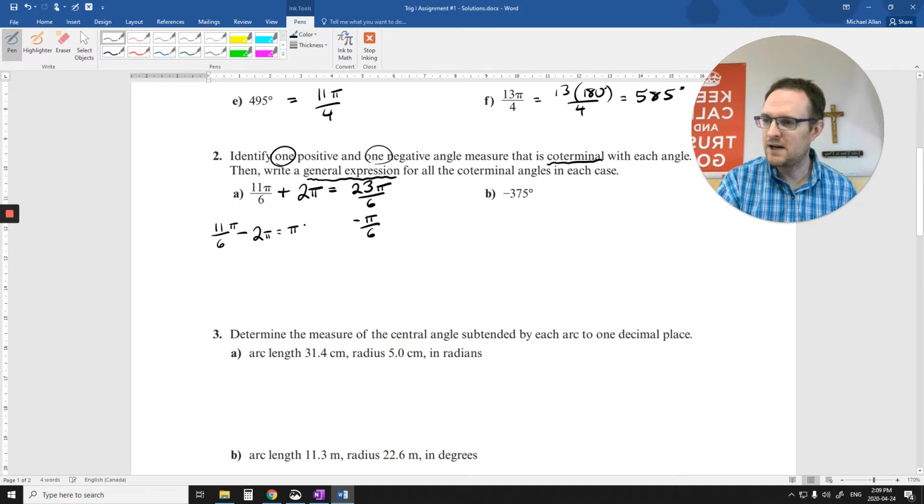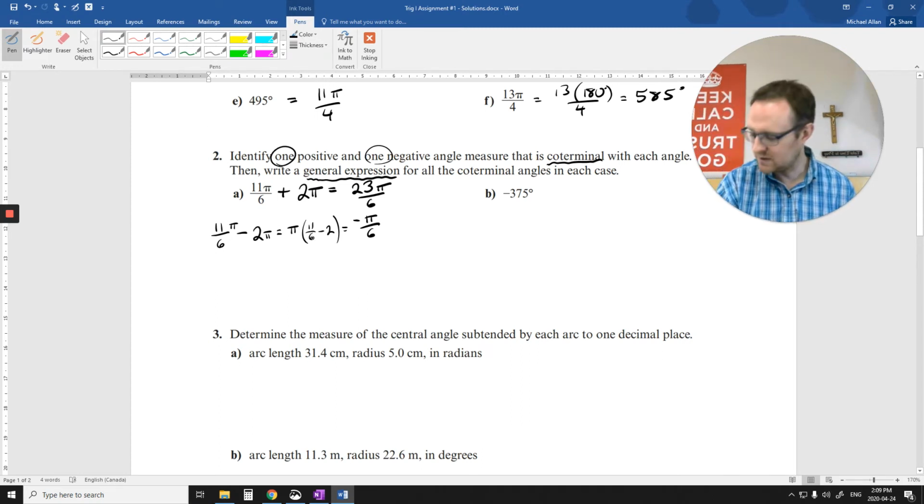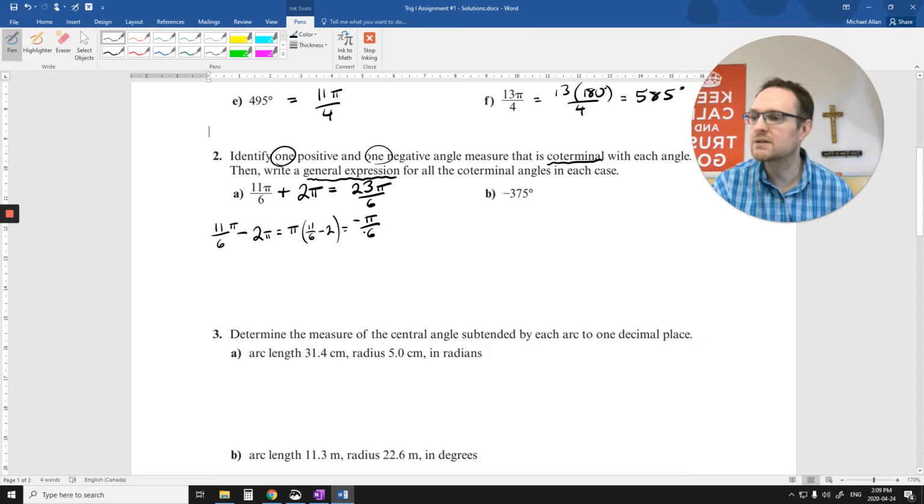So I factor the pi out, and then I go 11 over 6 minus 2. 11 over 6 minus 2 is 1/6. Actually, negative 1/6 here. So that's where we get the negative pi over 6 from. Okay, so we got the two coterminal angles, one positive, one negative.